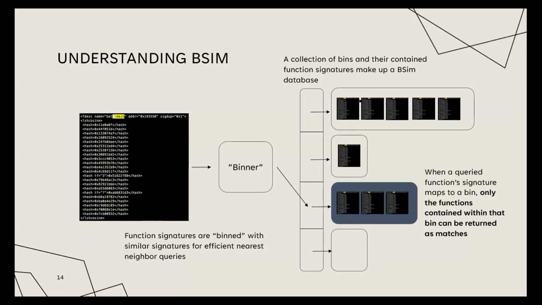So when you query for a new function, what will happen is BSim will run this hashing algorithm again. It then determines the bin that your function belongs in. And then it will only return those functions in that bin as similar to your function. You can configure it to say, I only want the top result, or I want the top 100 results, but the maximum that you can get is the number of functions in the bin that your function falls in.